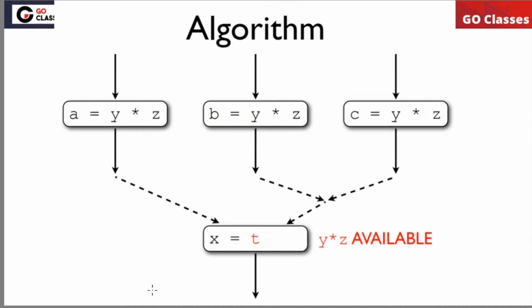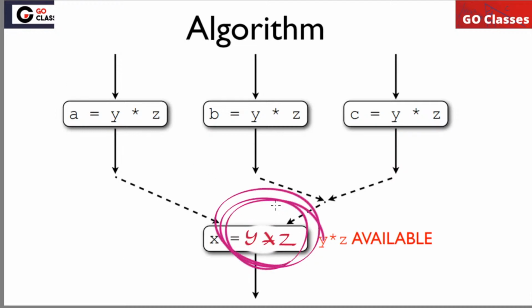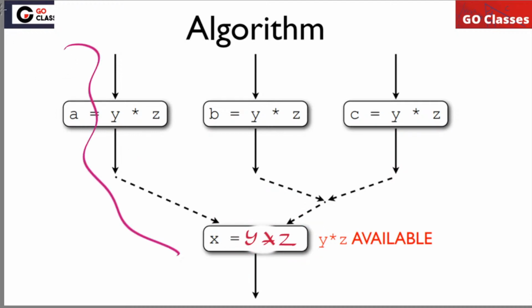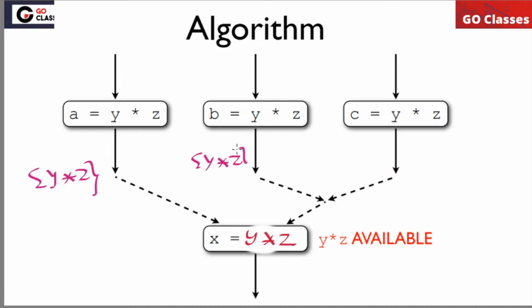So what your algorithm is going to do, let me tell you. Remember, this is what I am telling you. Here y into z is available. Why? Because y into z is coming from here, and from here, and from here. You can notice y into z is coming here, here also, and here also.